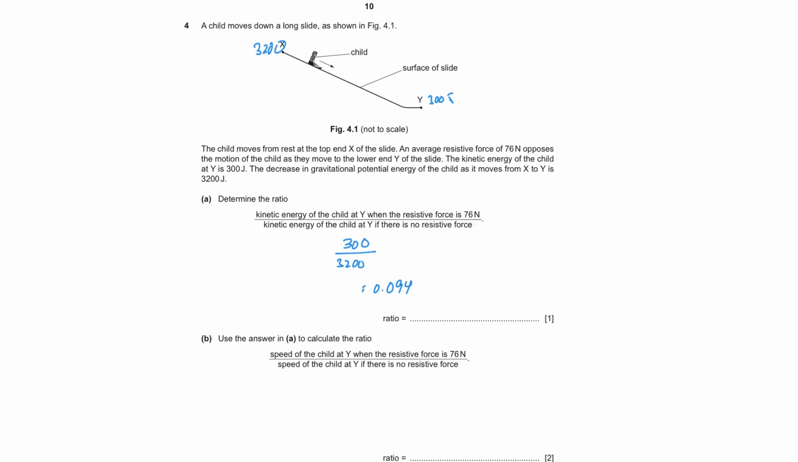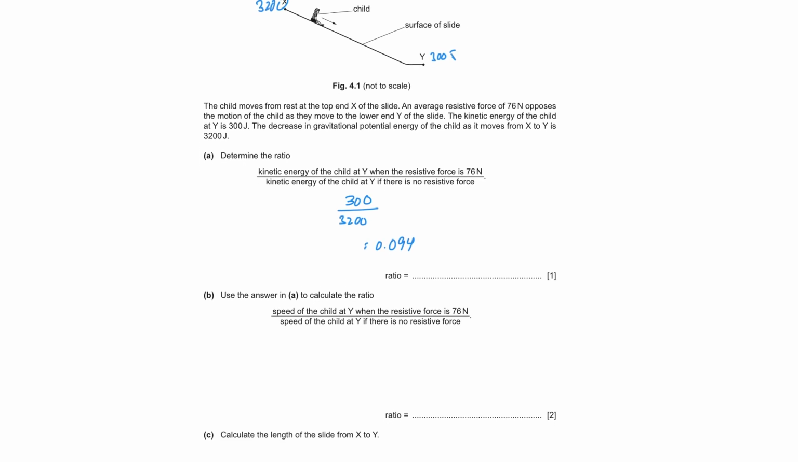B says, use your answer in A to calculate the ratio of the speed of the child at Y when the resistive force is 76 newtons to the speed of the child at Y if there are no resistive forces. And so we have the ratio of kinetic energy. They want us to calculate the ratio of speeds. We know that kinetic energy is equal to half mv squared. Because half is a constant and so is the mass of the child irrespective of whether there are resistive forces or not, Ek is proportional to v squared. So we can clearly say that the ratio of the kinetic energy is proportional to the ratio of the velocity squared.